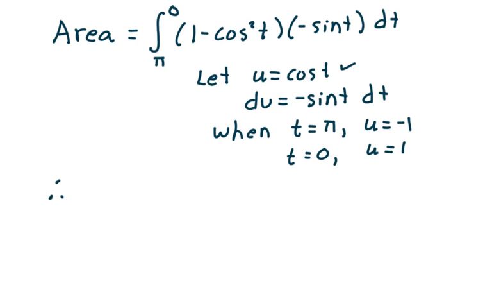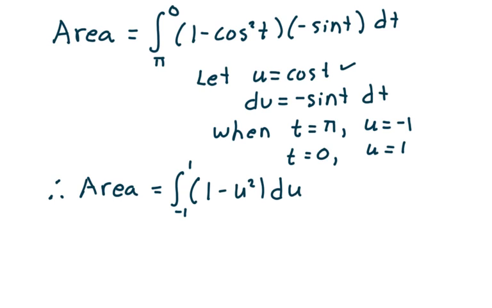And so therefore, area is the integral from -1 to 1 of 1 minus u squared du. And so this is u minus 1/3 u to the third from -1 to 1. And so when I plug in 1 for u, I get 1 minus 1/3.